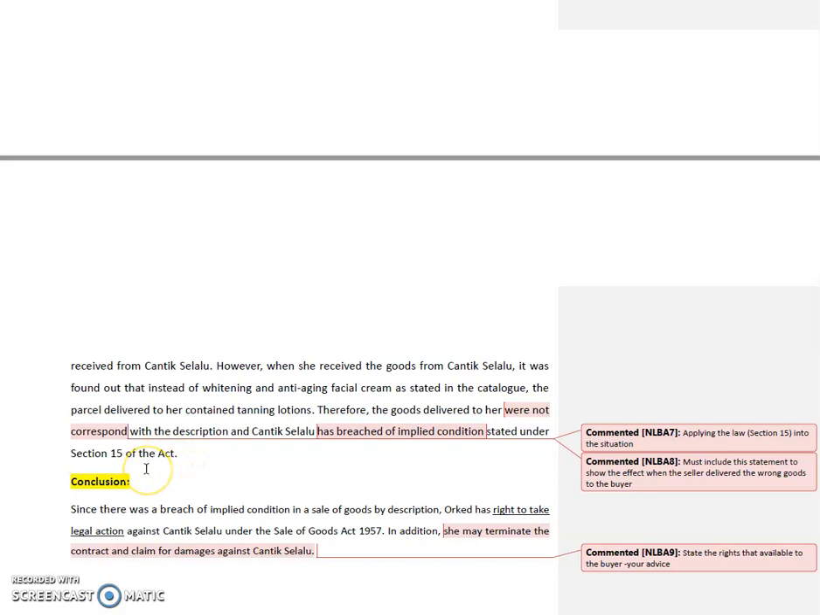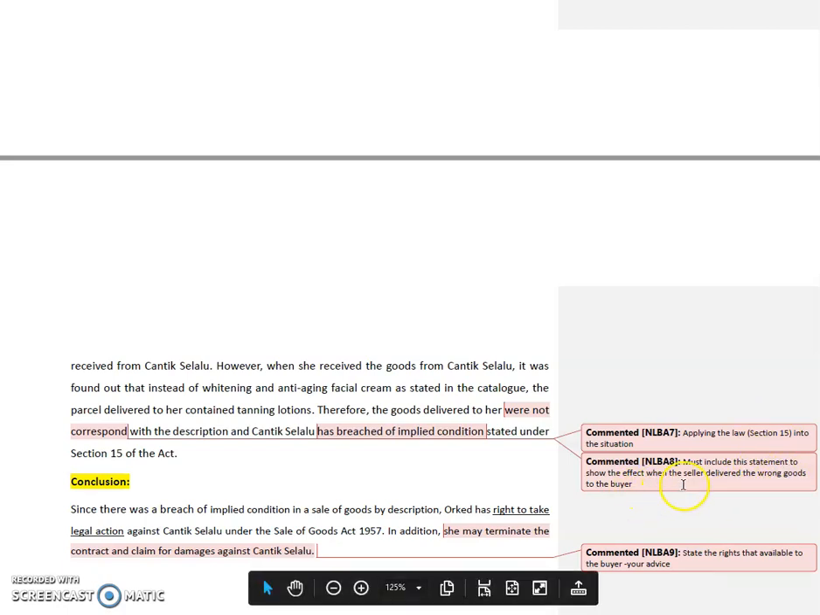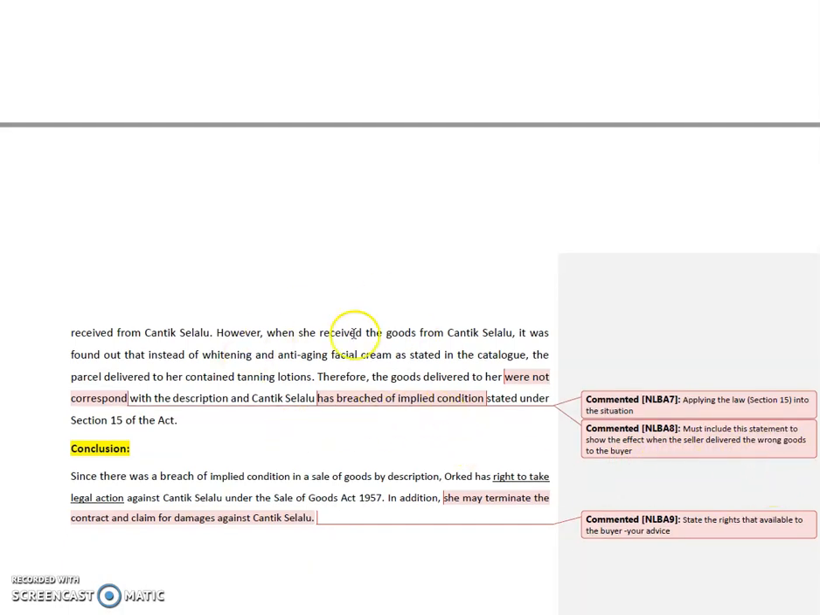So it's very simple. Okay, you must mention what are the problems faced by Orchid in the situation. So whether there is a breach of implied condition. Okay, so please include in your applications. You have to apply the law, section 15, and must include this statement to show the effect when the seller delivered the wrong goods to the buyer. You must include this argument.